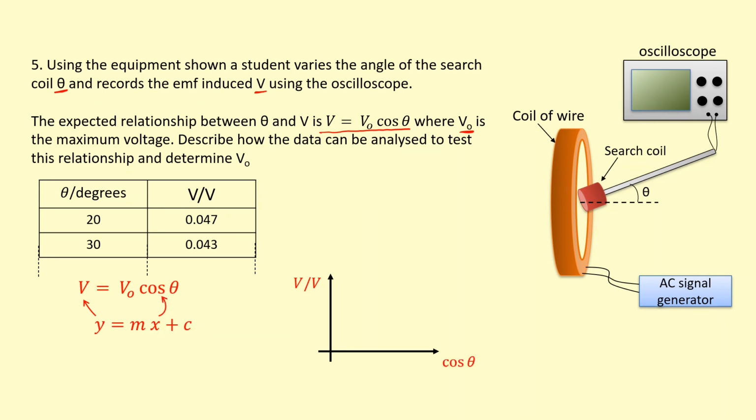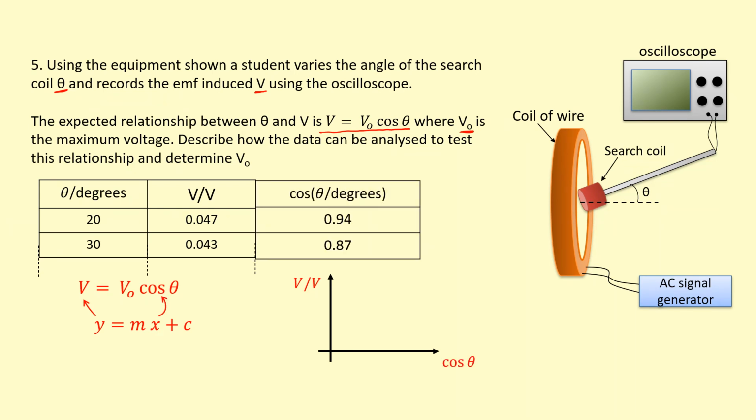So that means I'll have to come up with a new column here for cosine of the angle in degrees, and if I plot this, I should get a straight line with no intercept, like this, and my gradient will equal V0. So that gives me a gradient straight away, and the fact that it's a line tells us that this relationship is correct.